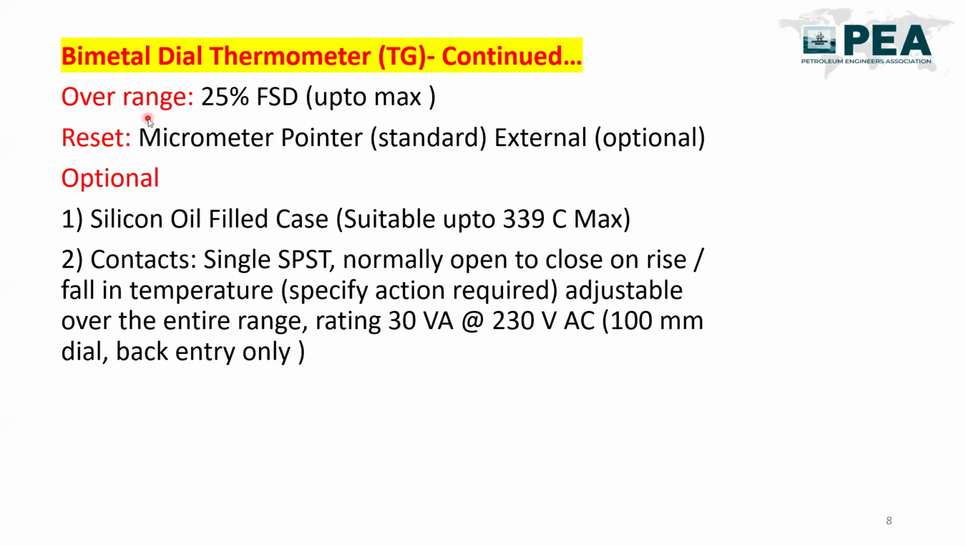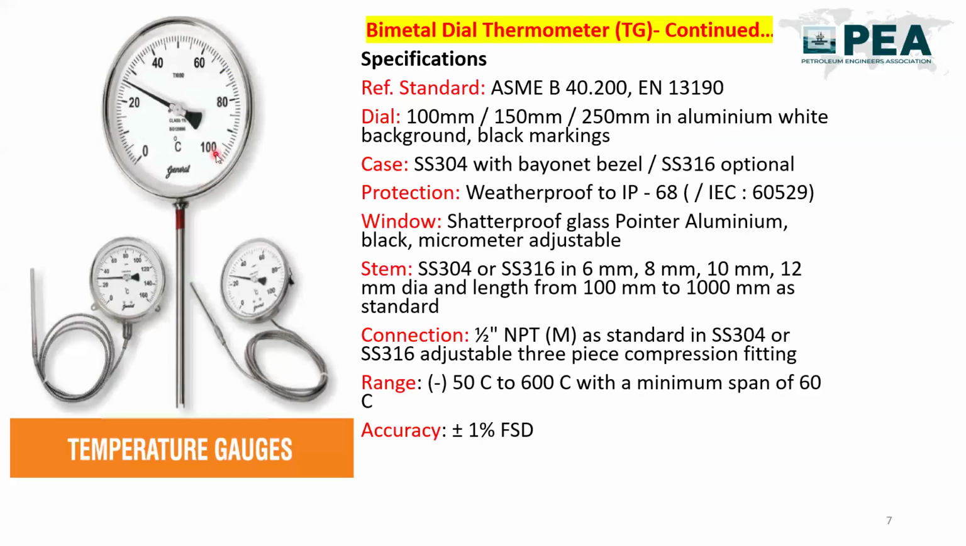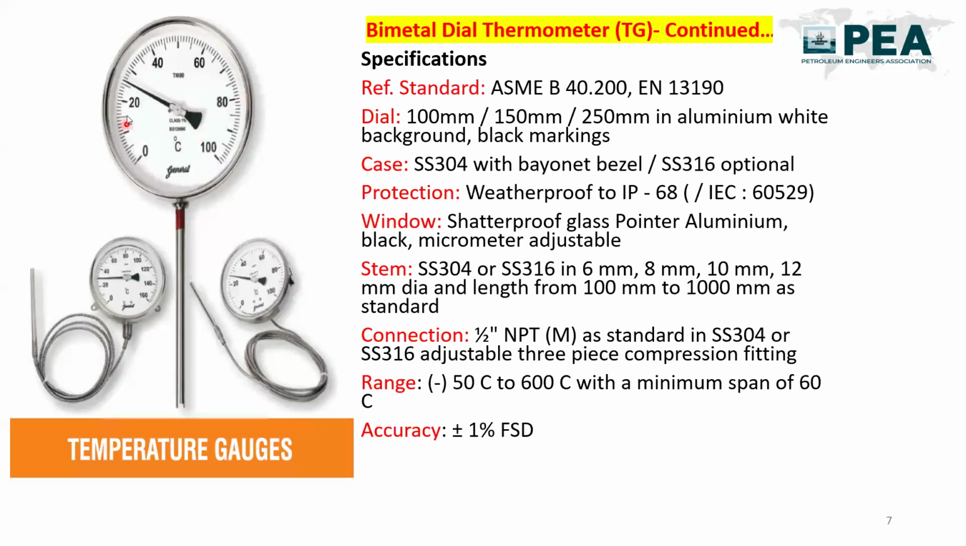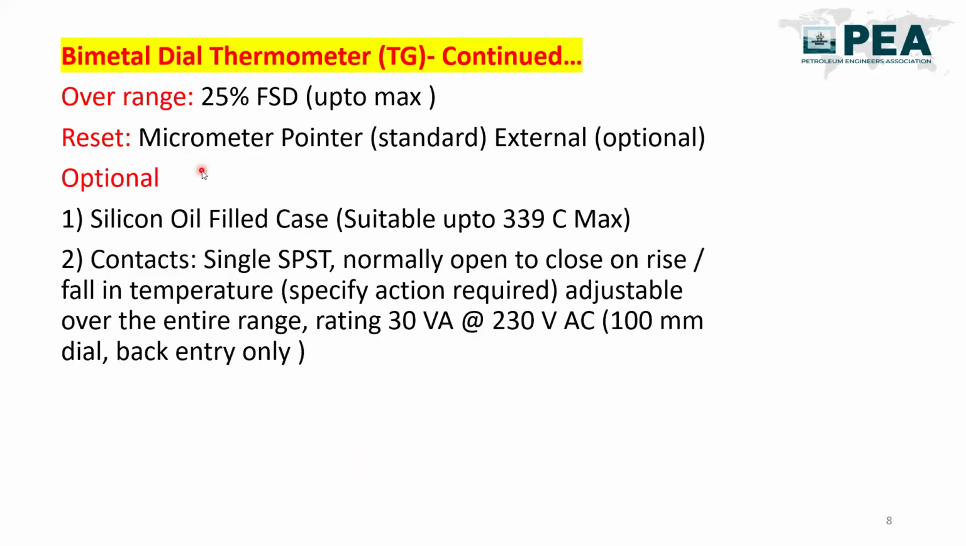Overrange protection is also a crucial factor while selecting any gauge. If you are selecting this temperature gauge for 100 degrees Celsius and you select overrange protection of 25%, that means although this gauge will measure the temperature up to 100 degrees Celsius, it can sustain temperatures up to 125 degrees Celsius. That is your overrange protection.